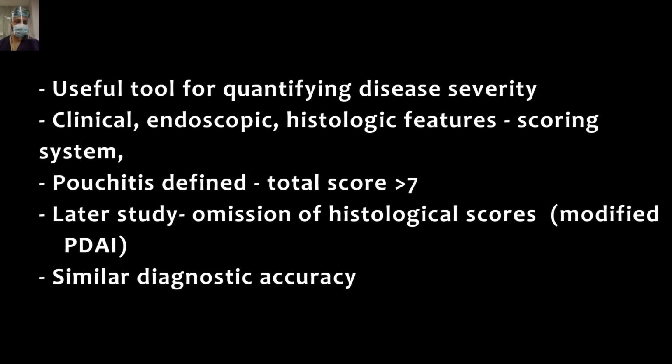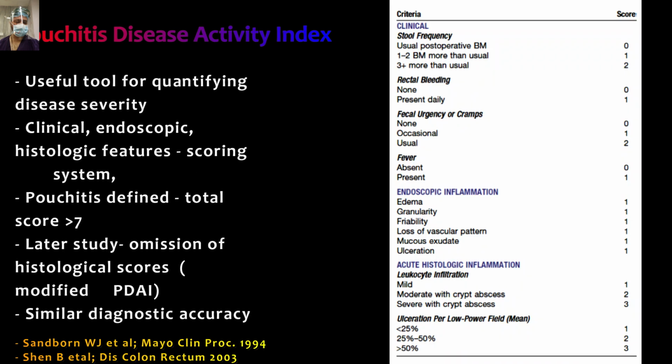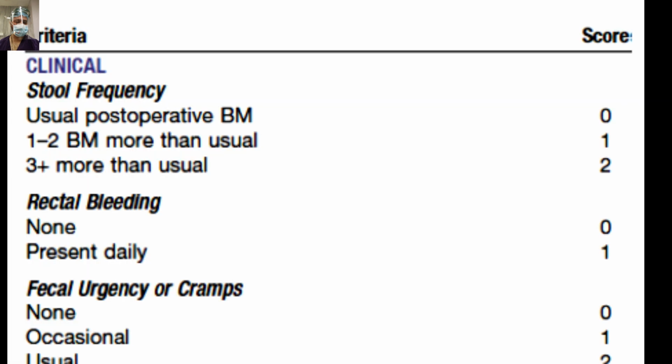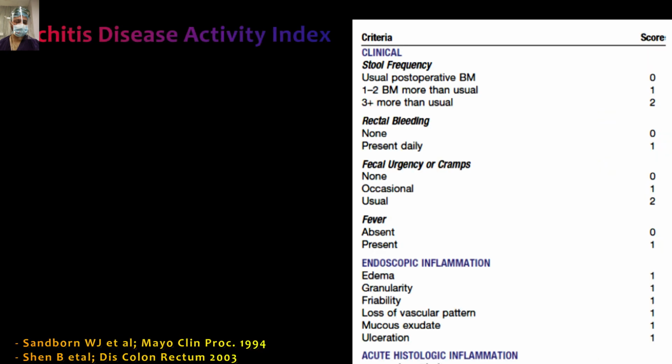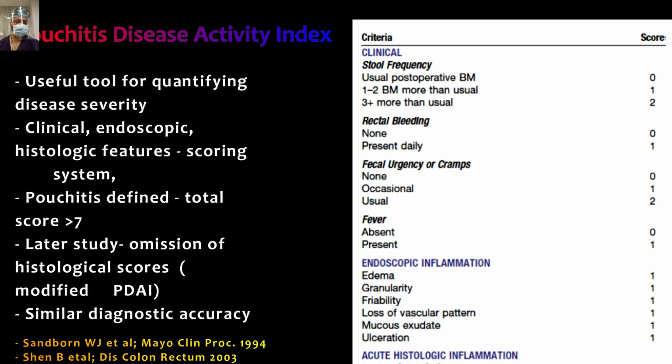So these are the different criteria like stool frequency, bleeding, urgency, fever, endoscopic inflammation, histological inflammation. So we give different points like 0 to 3, 0 to 1, and if we have a total score of more than 7, then we can reach the diagnosis of acute pouchitis.